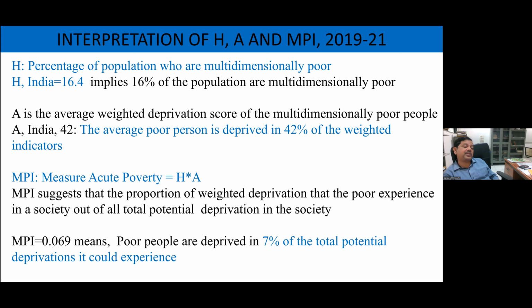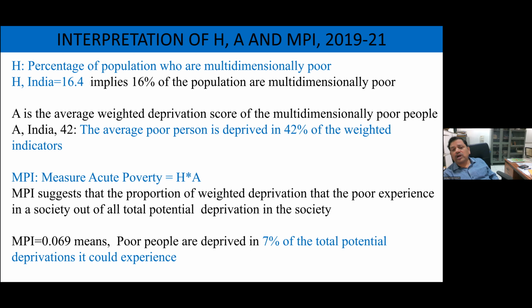Second, the estimate of A, which says 42, means that among those who are multidimensionally poor, the average person is deprived in 42% of the weighted indicators. This is the interpretation for A. Then the third variable often used is the MPI, which is the product of H and A. When we see the MPI for the country at 0.069, that means poor people are deprived in 7% of the total potential deprivations they could experience. So these three indicators are often used.